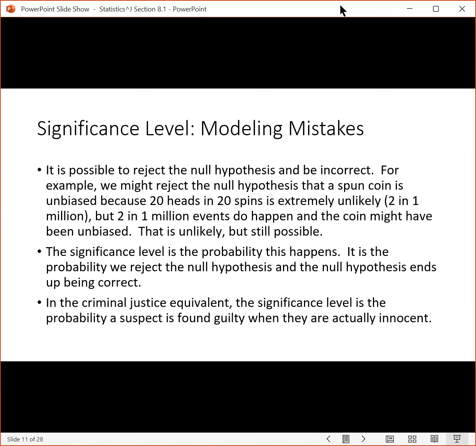The significance level is the probability that that happens. It's the probability that you're wrong, the probability that we say the null hypothesis was wrong, and it turns out the null hypothesis was correct. To use the criminal justice equivalent, the significance level is the probability that we say a suspect is guilty, and then it turns out that they're actually innocent.